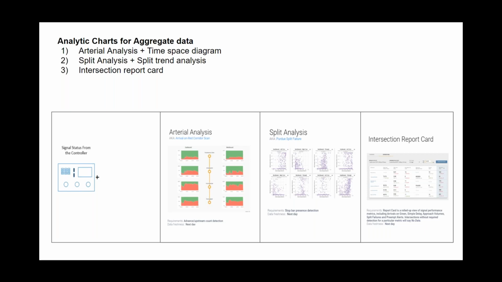And it could be something simple like the time-space diagram, where the coordination is breaking down or the offsets are breaking down. It could mean that the platooning effects are not working, things like that. But in any case, one of the major tools here that's on the right is the intersection report card, which you may be familiar with. The report card tool allows you to look at the major metrics of approach volumes, split failures, split trends, and really assess percentage of change.